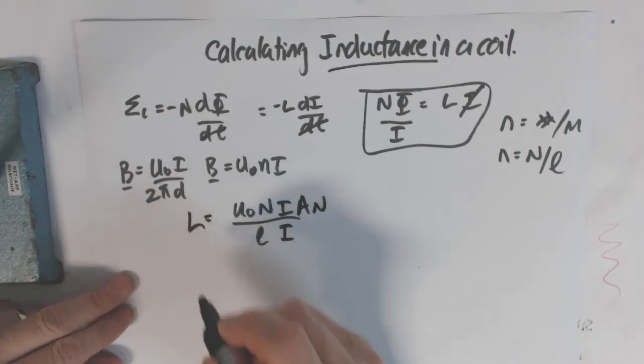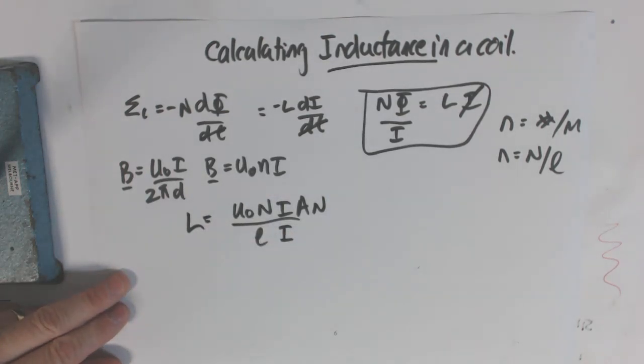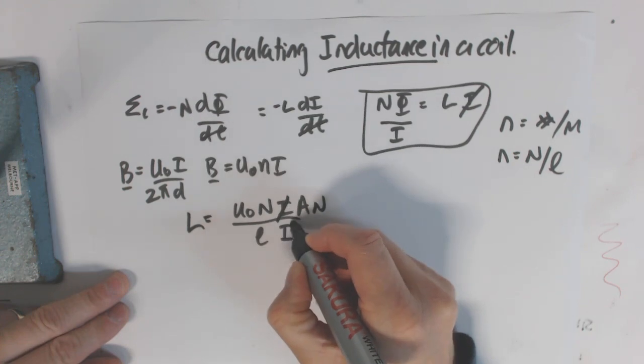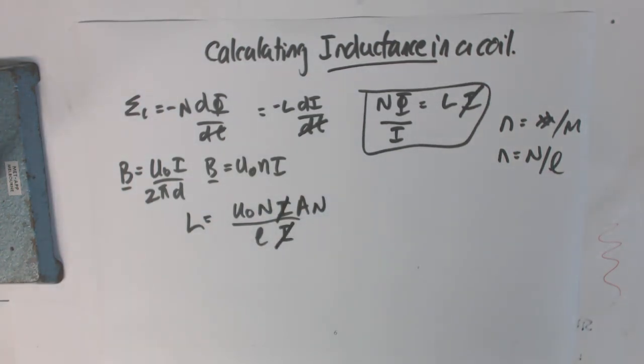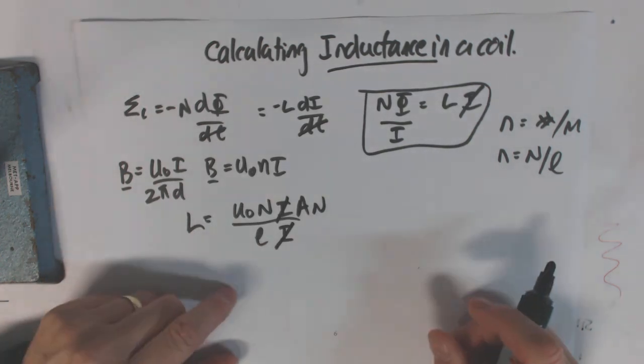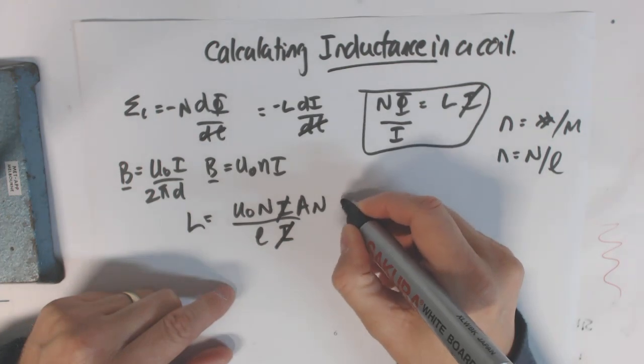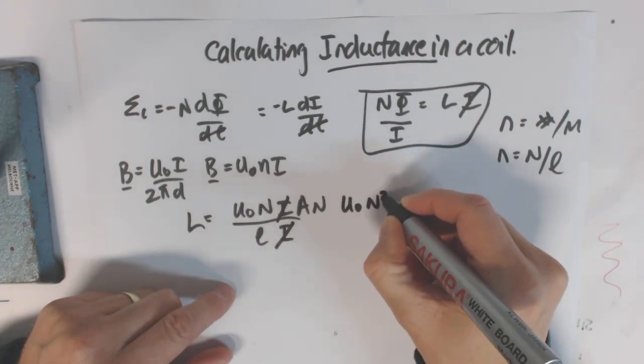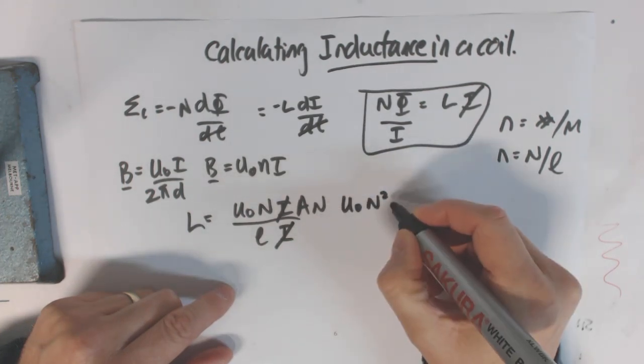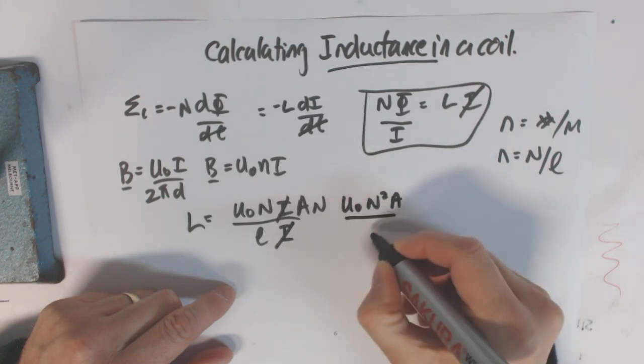and that's what L equals. So we can actually cancel out the I's, so the L is not related to the current going through it, so we're already starting to see that it actually is just related physically to the coil. So we can say that it actually equals mu naught big N squared A over L.